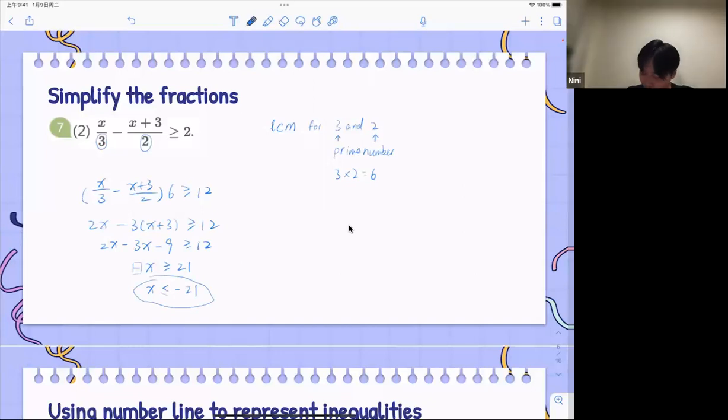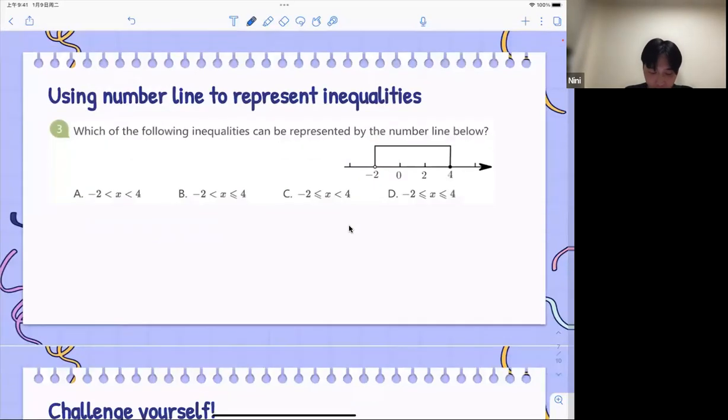All right. Let's move on to our next question. So for our next question, we're talking about the number lines. So we're going to use number lines to represent inequalities. So if you're going to talk about the number lines, there is some very basic knowledge about that. To represent something on the number line, for example, if we are going to talk about the x, let's try to do something here.